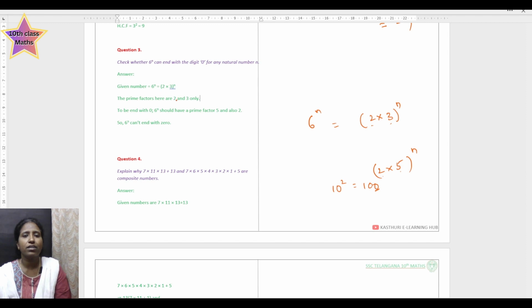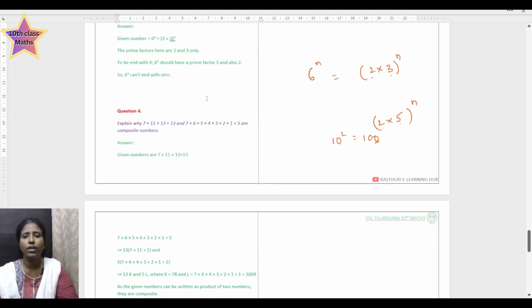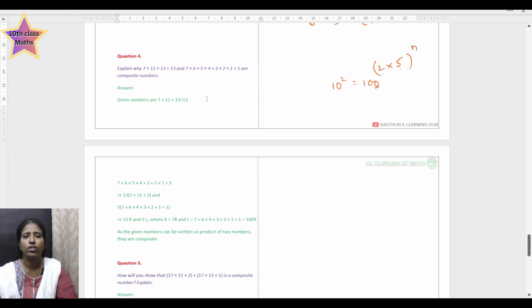The prime factors here are 2 and 3 only. To end with 0, 6 power n should have a prime factor of 5 and also 2. But here there is no 5. There is only 2 and 3. So it is not possible. So 6 power n cannot end with 0. Okay, so we go to the next question.